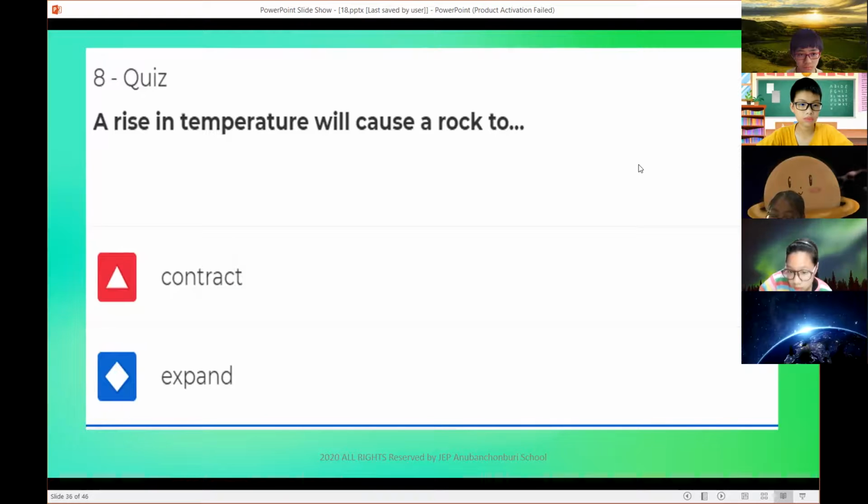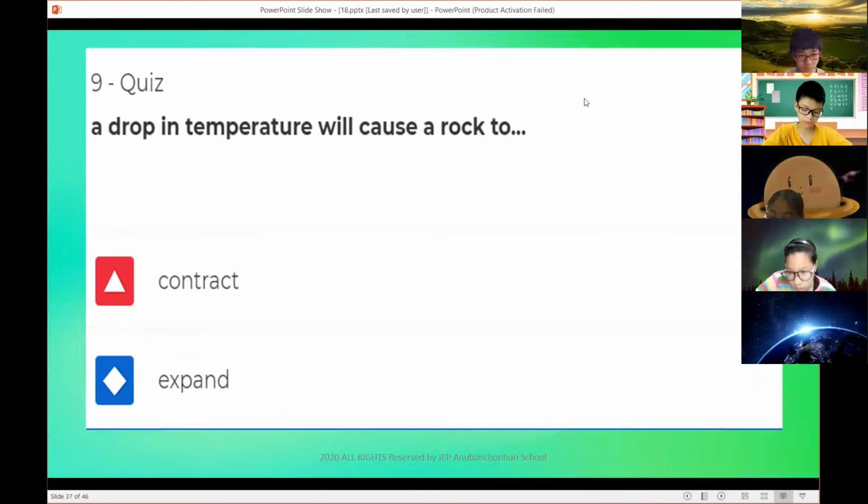So I will ask Supakrit, number 7, to answer this. A rise in temperature will cause a rock to rise in temperature. It means the sun is very hot or shining brightly. Does it contract or expand? Expand. Let's see. Correct. So Supakrit got this one correct.